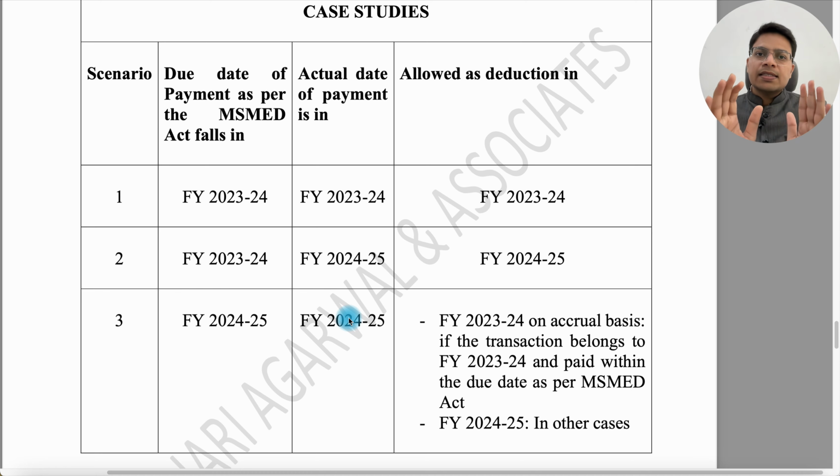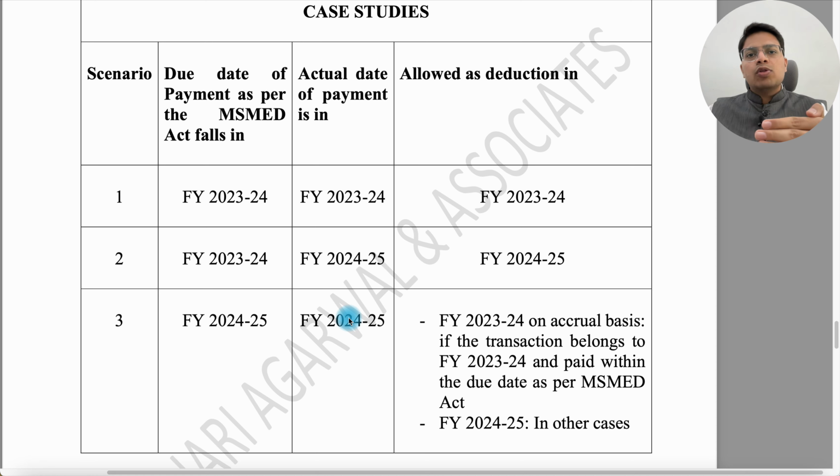Then it will be allowed as it is to you in 23-24 itself on accrual basis. But if you are not making the payment to the supplier within the due date, which is falling in 24-25, then it will not be allowed in financial year 23-24, it will be allowed in 24-25. So one thing we have to understand is that it is not a permanent disallowance. We are just identifying in which year it is allowed to you.